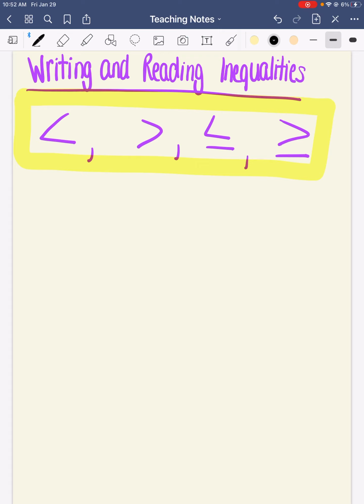The good news is when solving these, as opposed to a one-step and a two-step equation, you solve a one and two-step inequality exactly the same way. So let's review these symbols first, okay? First we have less than. The next one is going to be greater than.